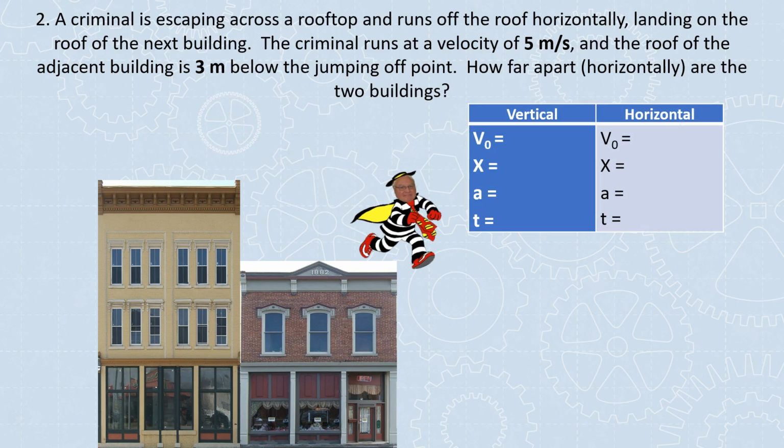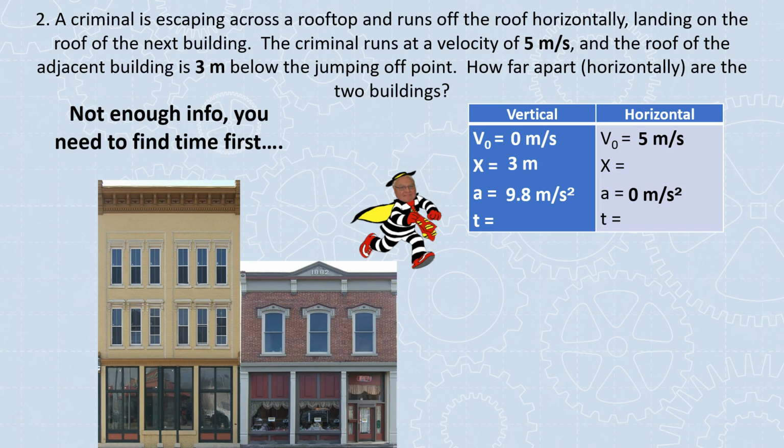So we start by listing out our givens. We know three givens right out of the gate. We're also told his horizontal velocity. That's how fast he was running horizontally. And this is his vertical distance. This is how far he fell from the top building to the bottom building. We need to find the time first. So I plug in what I know, solve for what I don't.